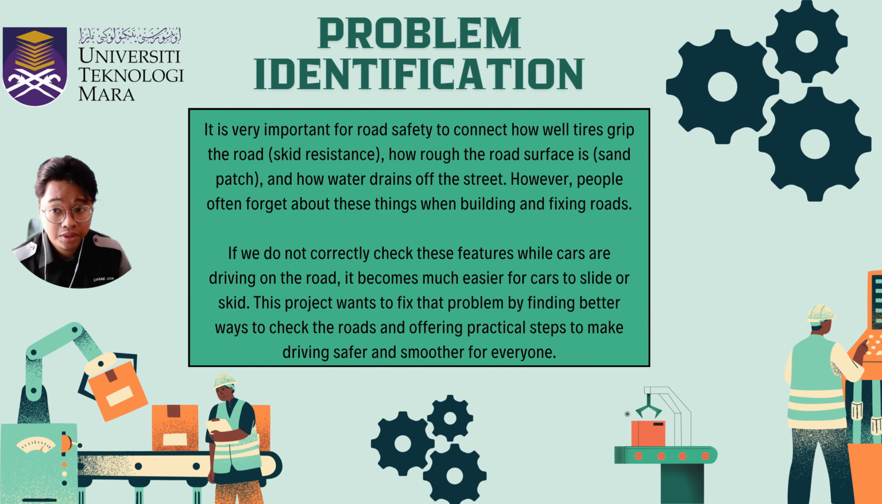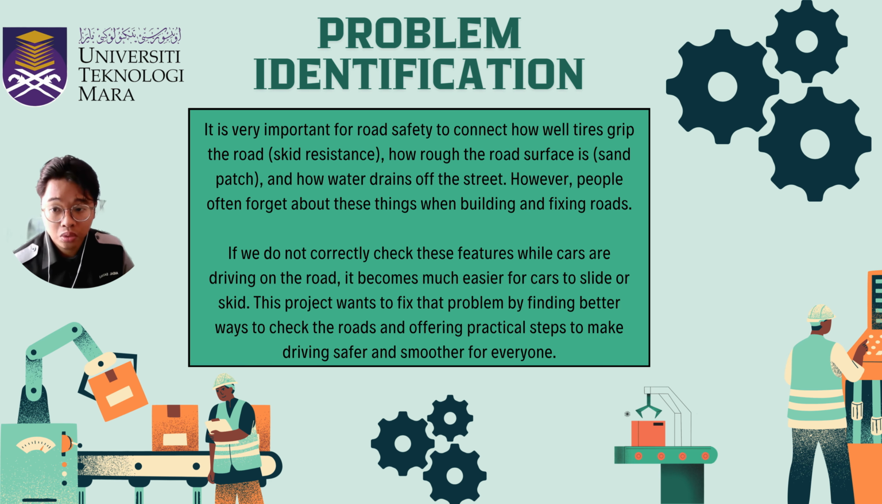For problem identification, road safety depends on three things. First, how tires grip the road. Second, how rough the surface is. And third, how water drains away. Unfortunately, people often forget about these things when making or fixing roads. If we don't check this properly, cars can easily slide and cause accidents.